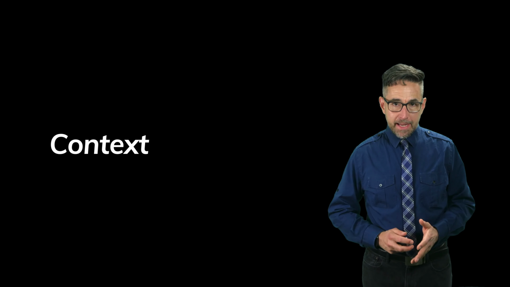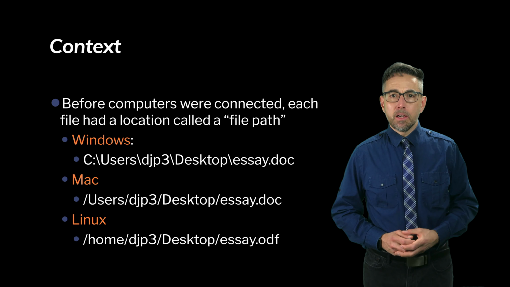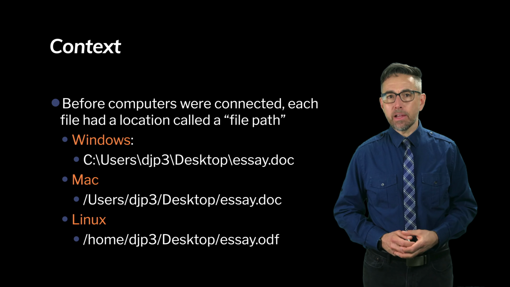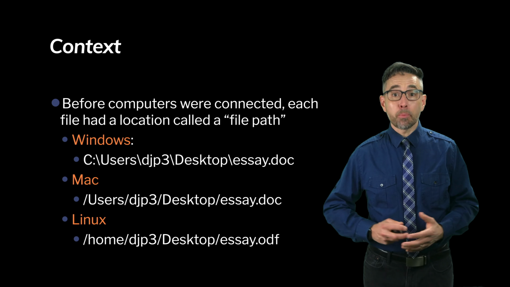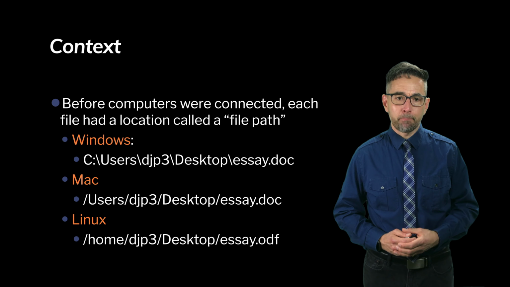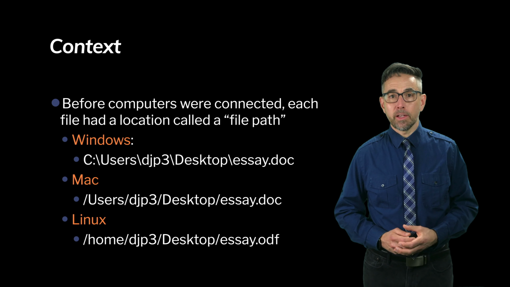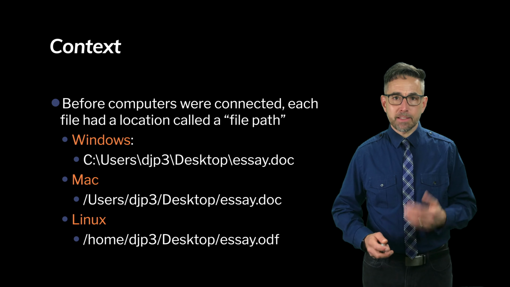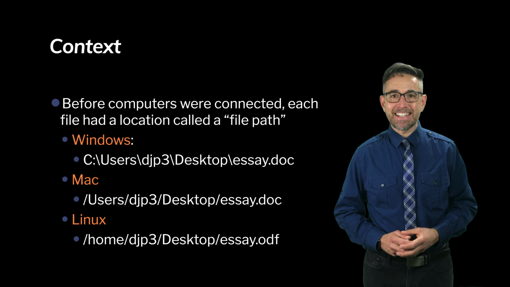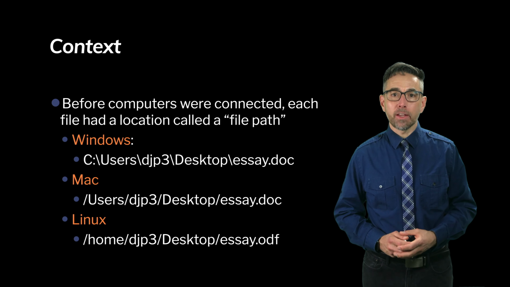So let me provide a little bit of context for where these terms come from and why the syntax is the way that it is. Before computers were connected in the internet, each file had its own location called a file path. Now this is still present on computers today, but it dates historically back to a pre-networked time. In Windows, for example, you can refer to a file on your hard drive with a file path that maybe starts with C:\users\djp3, that's my initials, \desktop, and then sa.doc. And together, this would give a location on your hard drive where you can find a file called sa.doc.